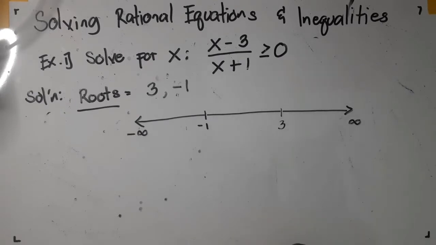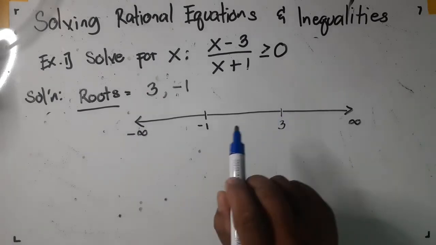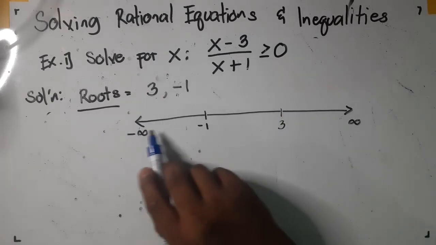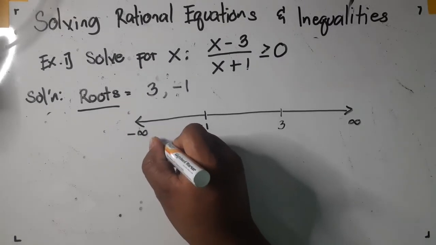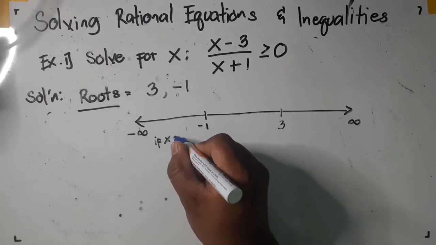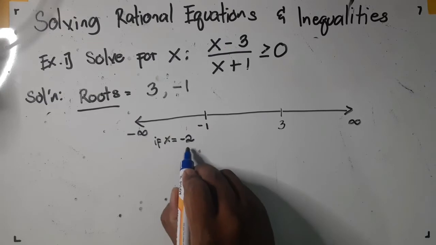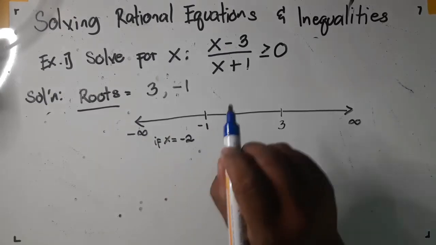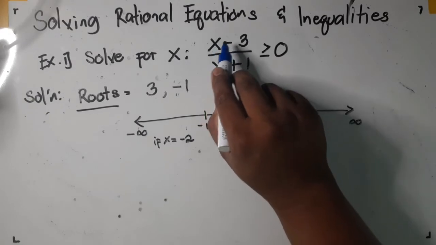So what we will do is take any number from these 3 divisions. Let's start with the leftmost one. Choose any number between negative infinity and negative 1. So let's try x equals negative 2. Let's substitute the negative 2. Negative 2 minus 3.